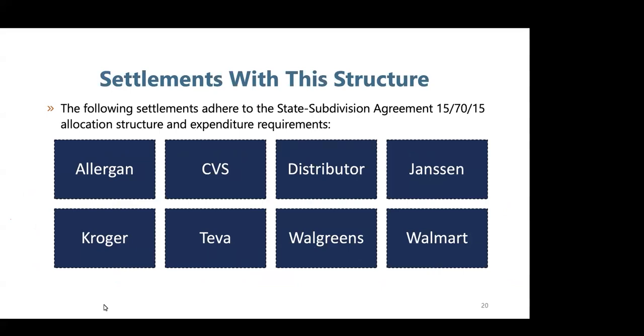Okay, so settlements that have this structure, we've gone over these before, but these are the ones that essentially follow that 15-70-15 split. So 15% goes to the state, 70% goes to participating subdivisions, and then 15% goes to our plaintiff subdivisions. We do expect additional settlements. I mentioned 9 earlier. We do expect them to also follow a similar, if not identical, structure in terms of how these settlement agreements are laid out. Next slide.